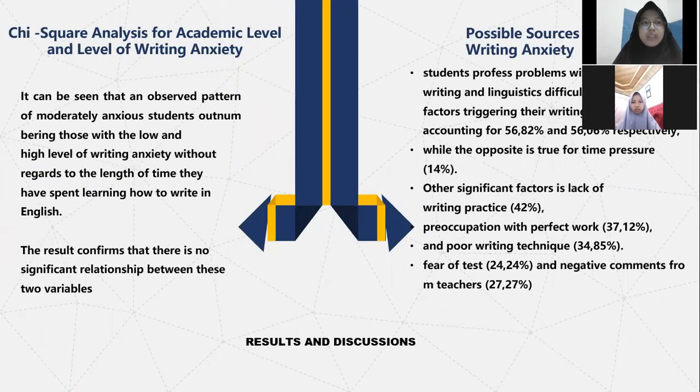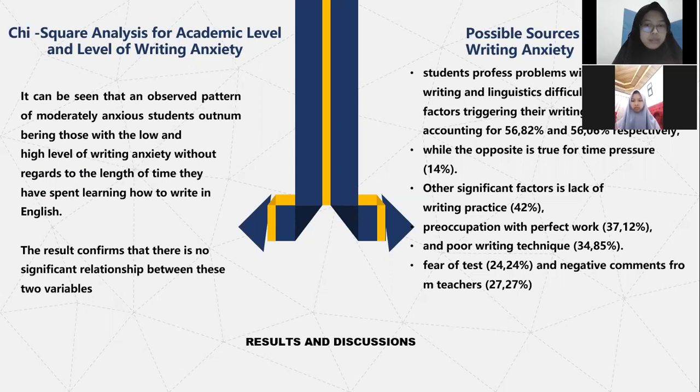And here is the chi-square analysis for academic level and level of writing anxiety. It can be seen that there is an observed pattern of moderately anxious students outnumbering those with low and high levels of writing anxiety, without regard to the length of time they have spent learning how to write in English. And the result of this survey confirmed that there is no significant relationship between these two variables.